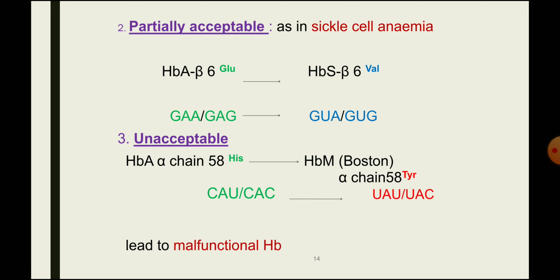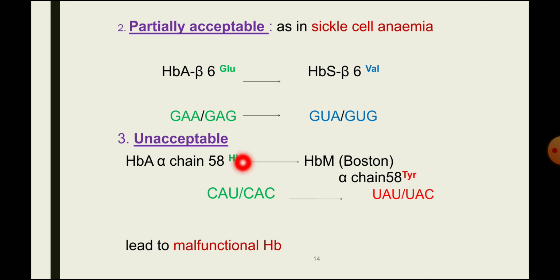Then the unacceptable mutation. What is unacceptable? Here one example shown is hemoglobin M, that is Boston. In the adult hemoglobin alpha chain 58th position, histidine is converted to tyrosine. Here you can see the codon CAU or CAC is converted to UAU or UAC. Here the first base in the codon is changing, so cytosine to uracil, and here also cytosine to uracil.